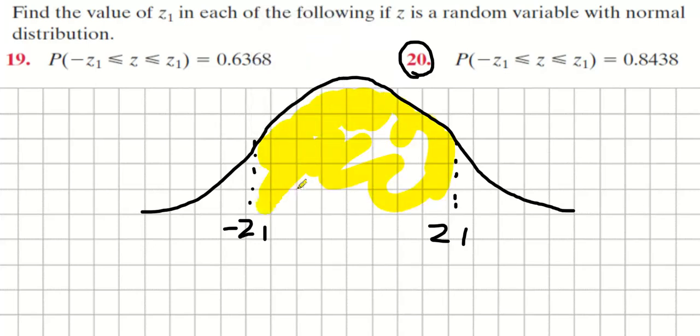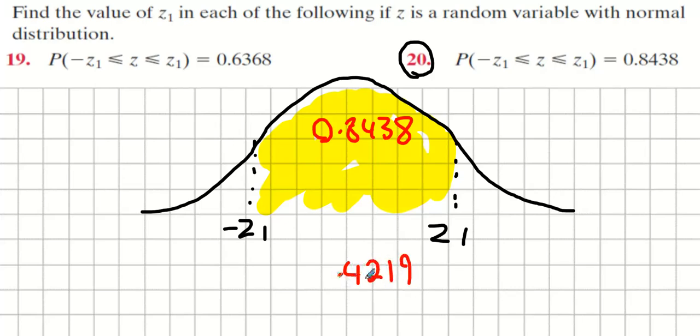It's 0.8438. Is that right? Now, I have an idea for this. I'm going to half it. I'm just going to half this number: 0.4219. Is that okay, you guys? Now, here's what I'm thinking. I half that number into two separate parts, so 0.4219 here, yeah?